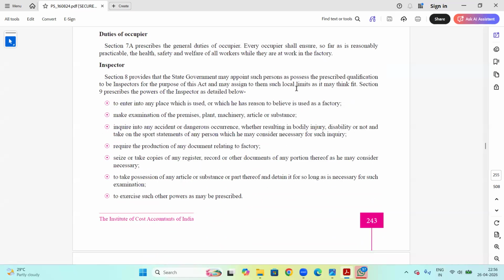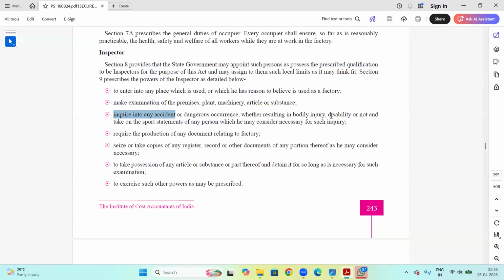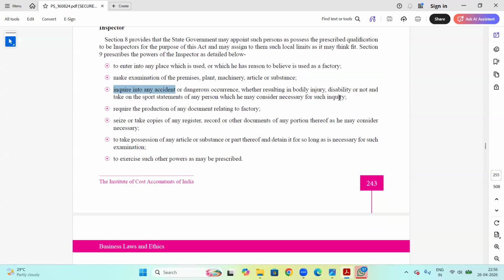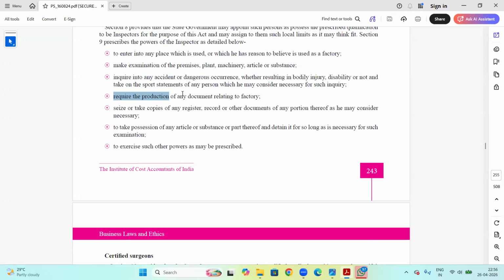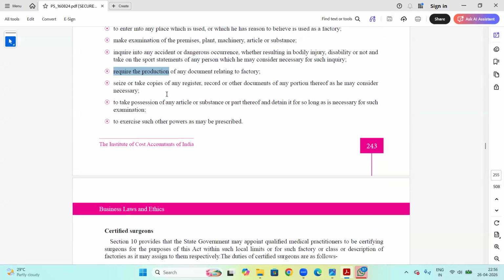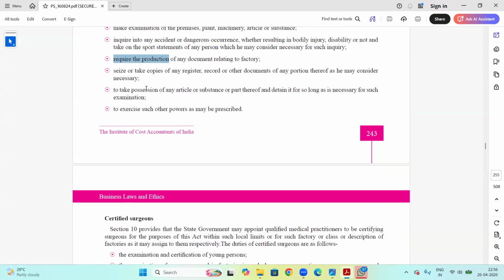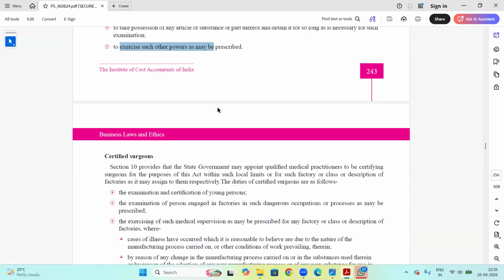So, how does the government ensure the Factories Act is properly complied with by factories? It appoints inspectors. The government will appoint an inspector who will enter any place believed to be a factory, make examination of premises, plant and machinery, inquire into any accident or dangerous occurrence resulting in bodily injury, disability, or any type of harm, and take on-the-spot statements of any person which he may consider necessary for such inquiry, require the production of any document relating to the factory, seek to take copies of registers, records, or documents, take possession of any articles, and exercise such other powers as may be prescribed.